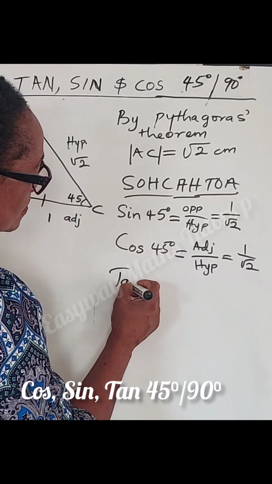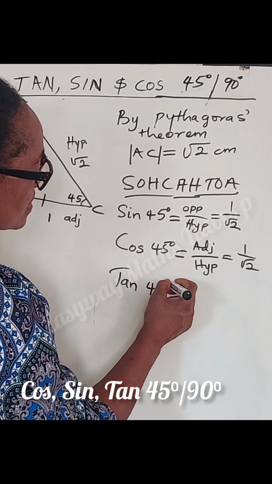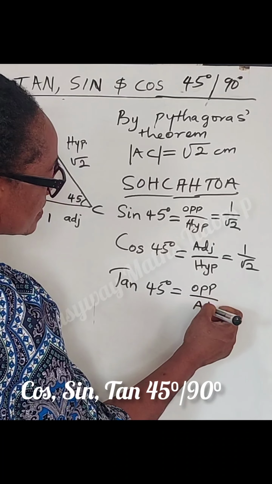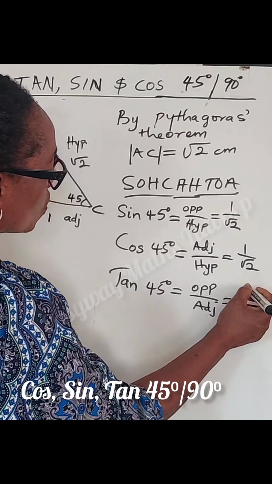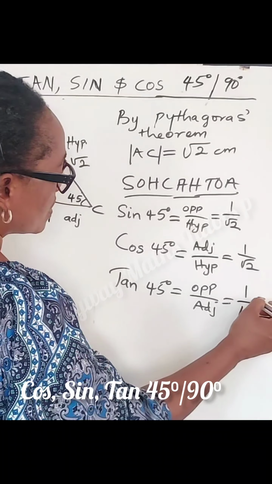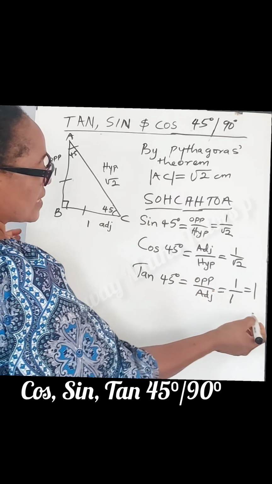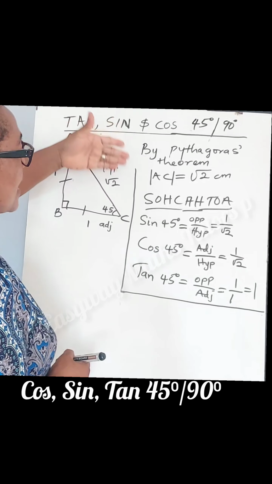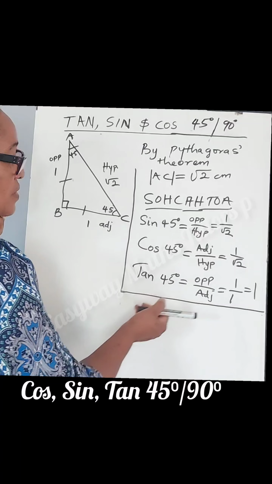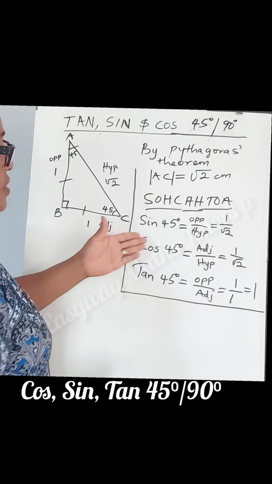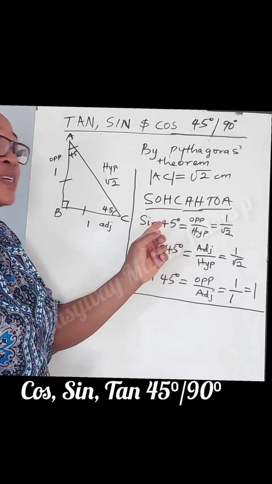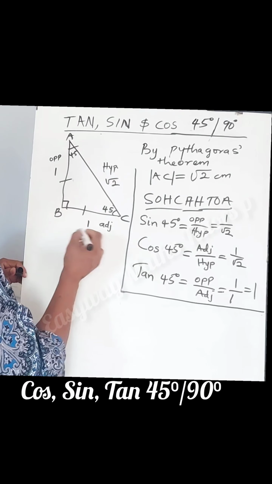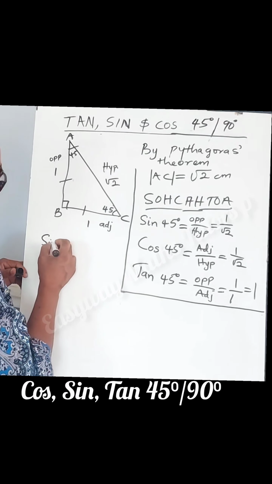Tan 45 degrees is equal to opposite over adjacent, which is equal to 1 over 1, which is equal to 1. These are the values of the sine, the tan, the cos of 45 degrees. You notice that sine 45 degrees is equal to cos 45 degrees. Let's go to sine 90.